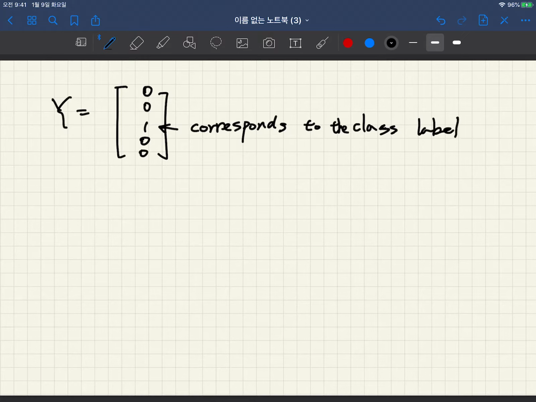Then all output labels have the same distance from each other. There is no spatial relationship, or there is no ordering at all. So we can fairly compare the output labels.